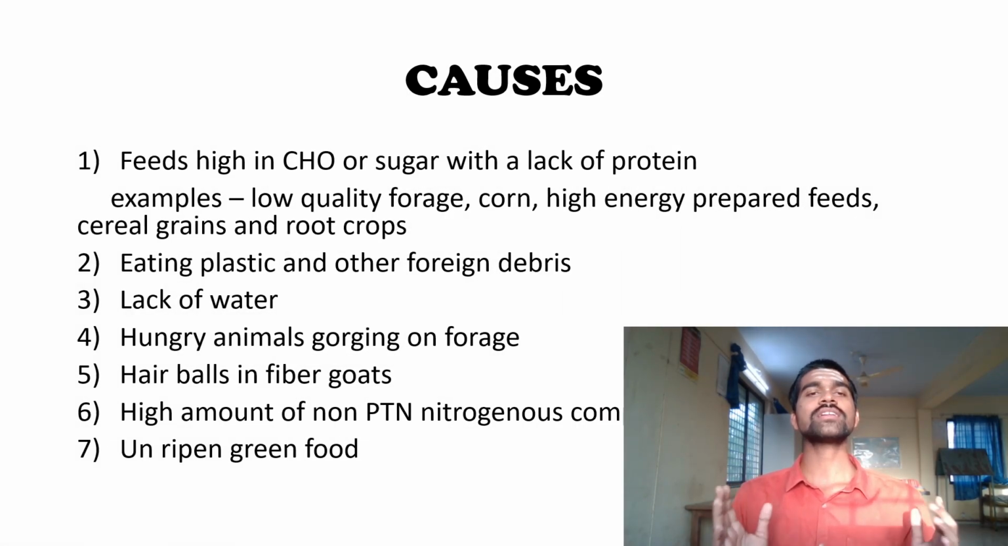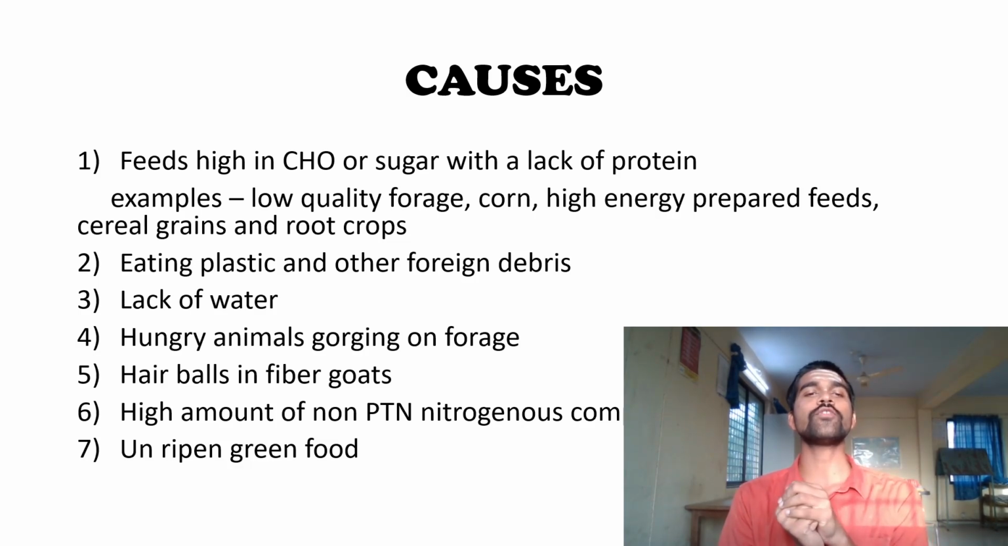So what are the causes of infection? Feeds high in CHO or sugar with a lack of protein. When cattle feed on high carbohydrate content and sugar with a lack of protein in the diet, it causes infection. It is low quality forage, corn, high energy prepared feeds, cereal grains, root crops. These are all foods which are high in carbohydrate content.